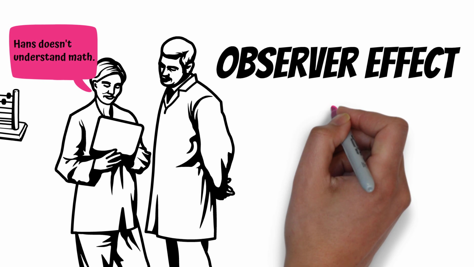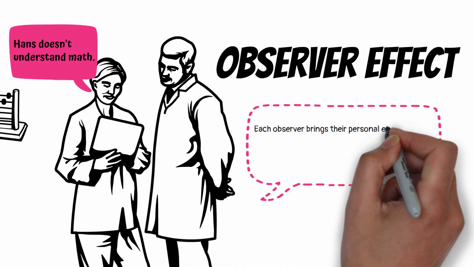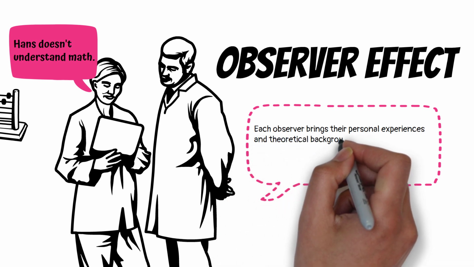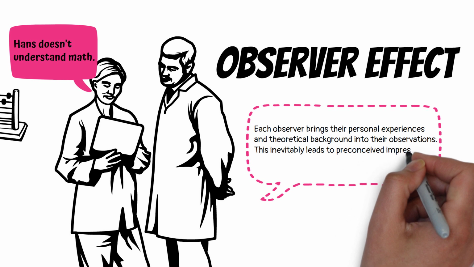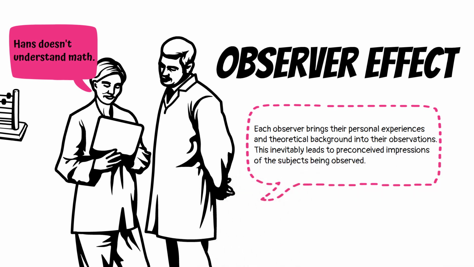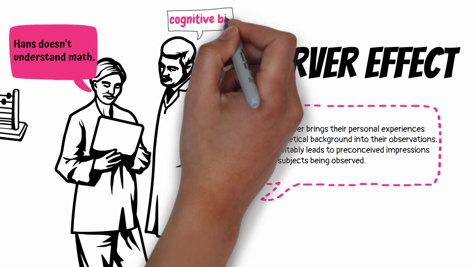The observer effect refers to the phenomenon where every observer brings their personal experiences and theoretical background into their observations. This inevitably leads to preconceived impressions of the subjects being observed. During subsequent observations, the observer may consciously or unconsciously interpret the behavior of the subject in line with their expectations. The observer effect is a form of cognitive bias.